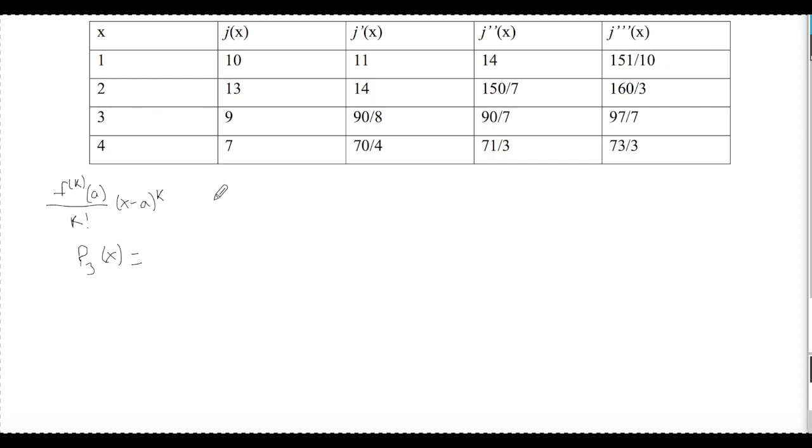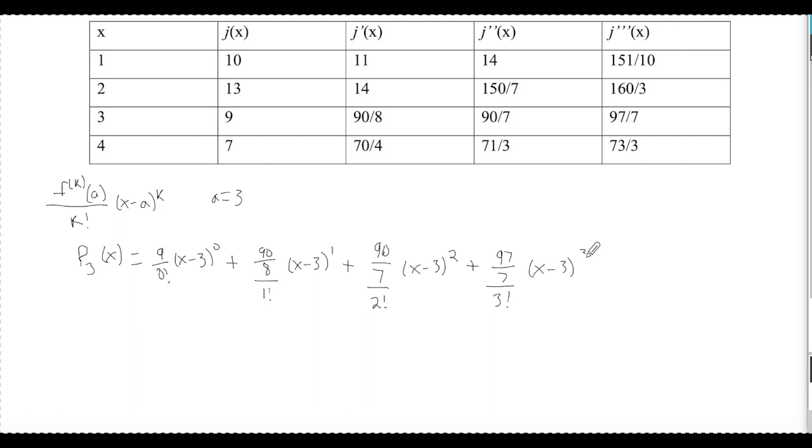All right, the third degree, third order Taylor polynomial here would be P sub 3 of x. We're looking at x equals 3. That's our a value. So we start with the 0th derivative at 3, which is 9, over 0 factorial, x minus 3 to the 0, plus 90 over 8, divided by 1 factorial, x minus 3 to the first power, plus 90 over 7, over 2 factorial, x minus 3 squared, plus the third derivative, 97 over 7, over 3 factorial, x minus 3 cubed.